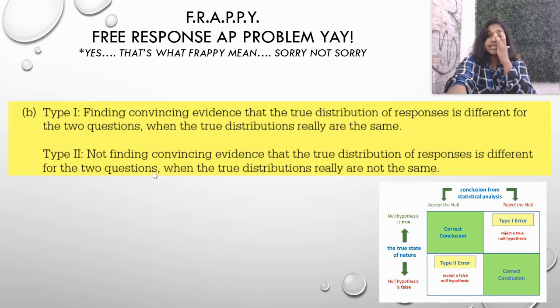So type 1 would be that we found convincing evidence that the true distribution of responses was different, but that's not actually true. The true distributions were really the same.